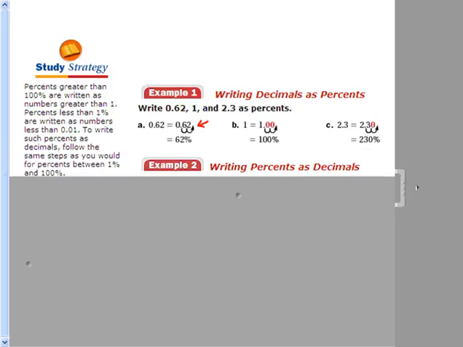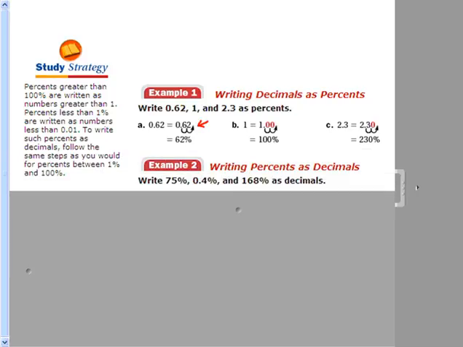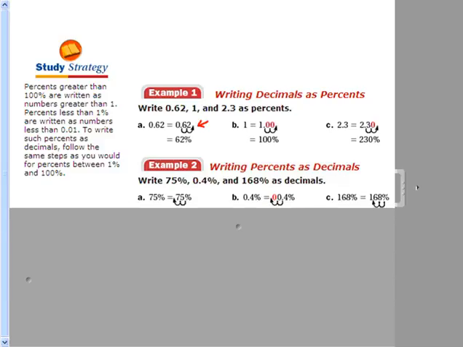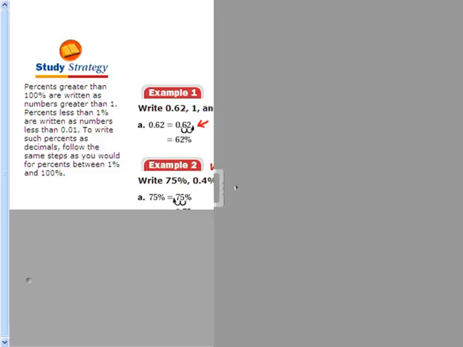Going in the opposite direction, writing percents as decimals. Again, they're giving us several percents, and they want us to write them as decimals. In part A, we're starting with 75%. In 75, the decimal point's on the right-hand side. We're going to move it to the left twice, drop the percent sign, and we have 75 hundredths.